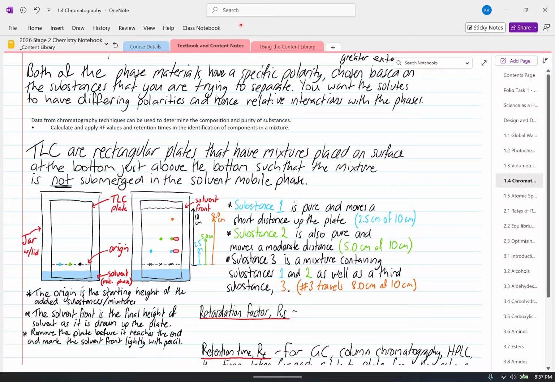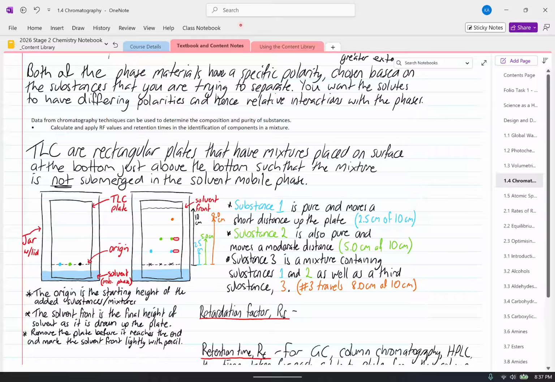So again, this substance 3 was actually a mixture, and we can tell that because it's resolved into 3 substances, each with different polarities. We know they have different polarity because they have moved a different distance up the stationary phase. And this technique separates things based on their polarity.